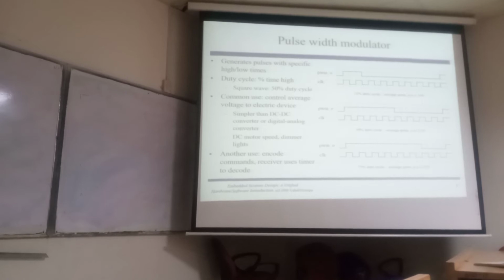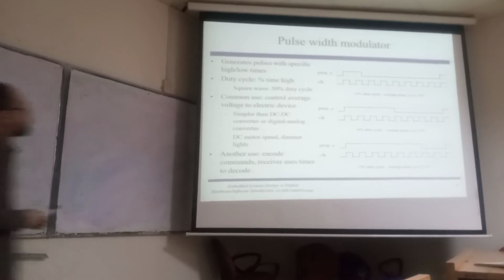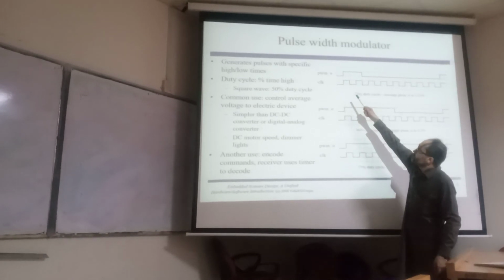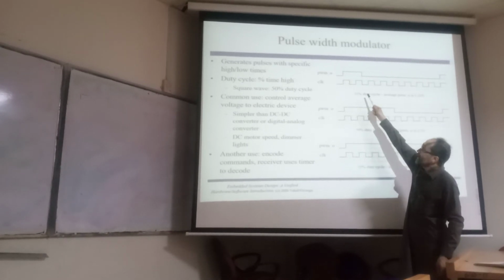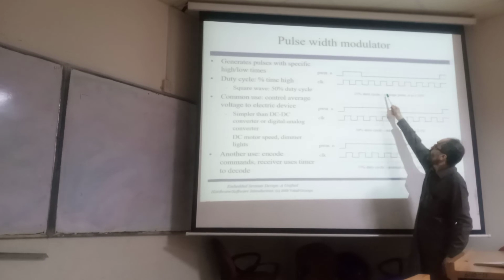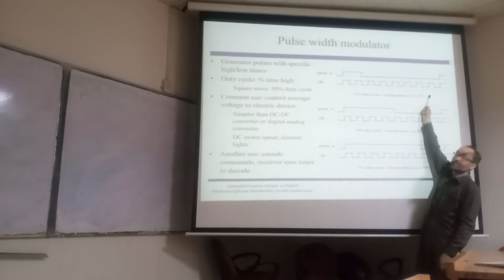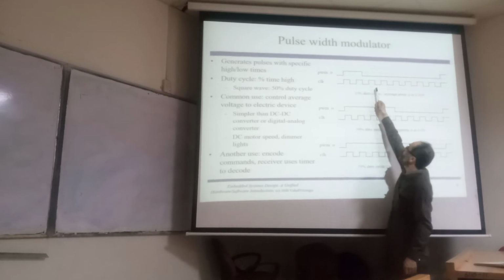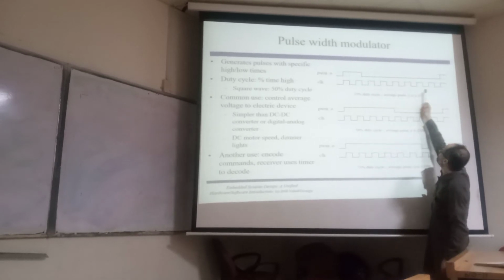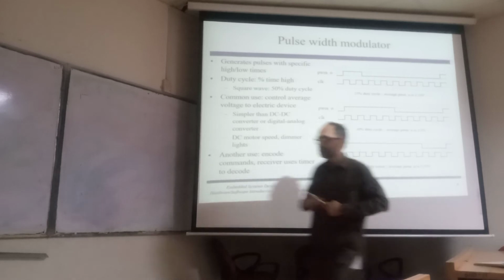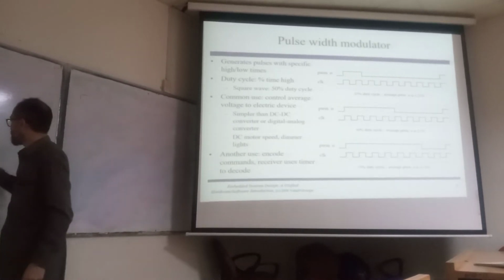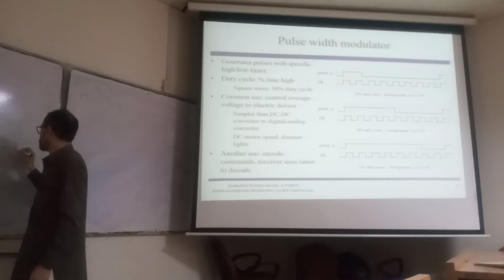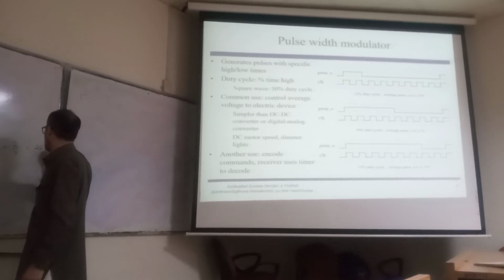I'll explain this with an example. If you look at this PWM signal, the first PWM signal is high for 2 clock cycles and low for 6 clock cycles. Clock cycle 1, clock cycle 2, and it's low for 1, 2, 3, 4, 5, 6. So what's the high time? 2 cycles. The total period is 2 plus 6, and 2 divided by 8 is actually 25%.